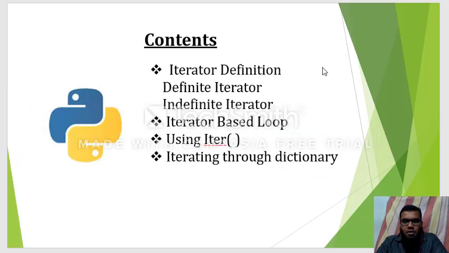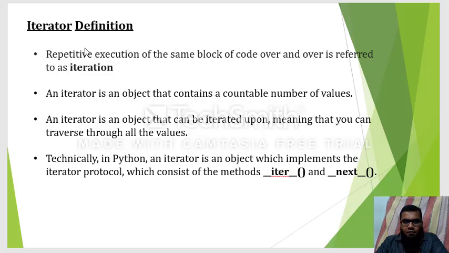In this session I'm going to cover concepts like iterator definition. There are two types of iterators: definite iterator and indefinite iterator. Then iterator based loop. Then we are using a function called iter. This function can be used to iterate the objects of list, strings, dictionary, and tuples. All these can be iterated using this iter function. We'll see in detail how we can use this iter function, and then iterating through dictionaries. These are all the contents we are going to cover in this particular video. So without wasting time, let's start with defining the iterator.